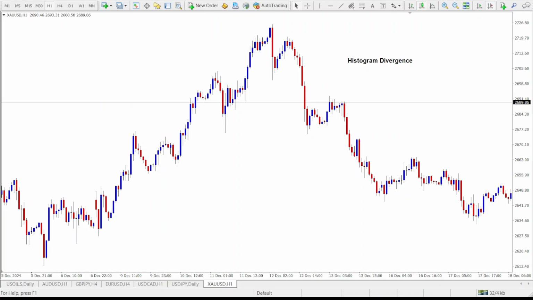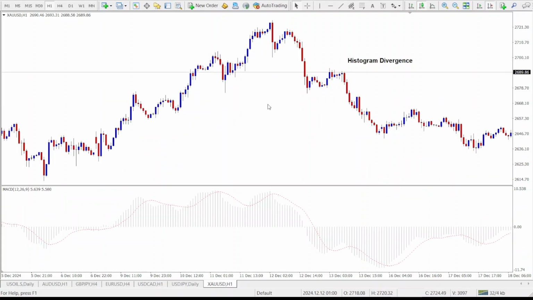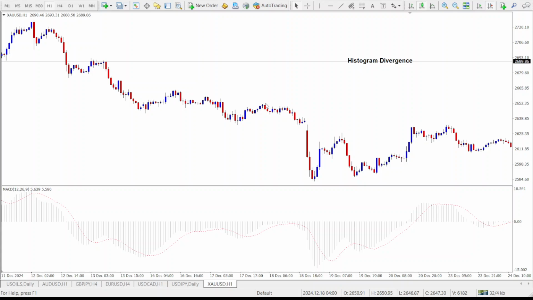Now, let's jump right in. So what exactly is histogram divergence? I'm just going to be adding one of the popular indicators usually used for spotting divergence, and that is the MACD. As we are talking about histogram divergence, we need to be seeing it practically, right?